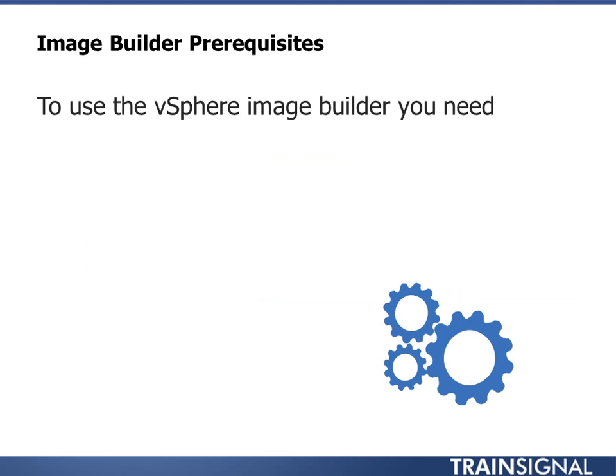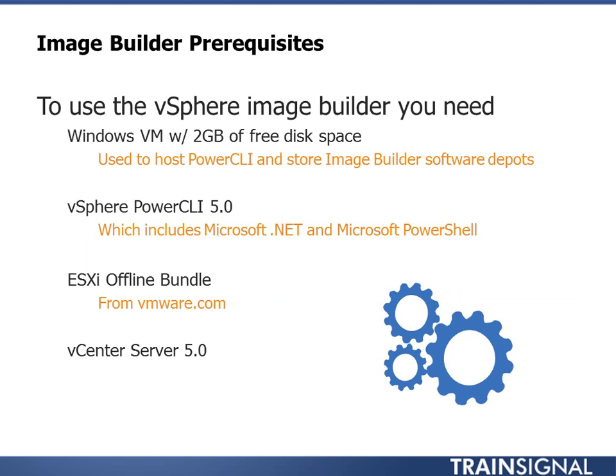So some prereqs to use the image builder: you need a Windows VM with 2 GB of disk space used to host PowerCLI and store image builder software depots. I store my depots on a NAS file server, so you don't have to do that locally. You need vSphere PowerCLI at least 5.0, which includes .NET and PowerShell. You need an ESXi offline bundle, which you can get from VMware.com.